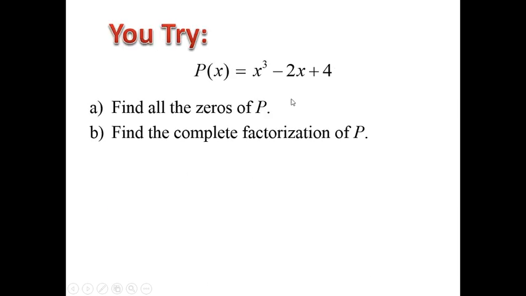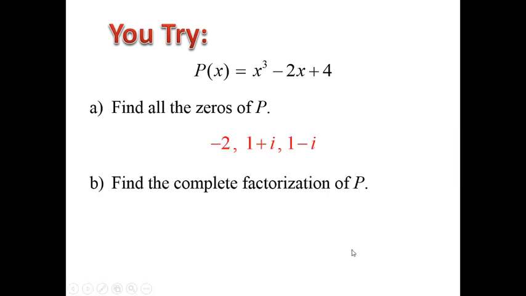And here's another example you want to try. Again, it's non-factorable, so you want to use p over q to find the possible zeros, and then we test them out with synthetic division. Eventually, here's what you come up with: -2, 1 plus i, 1 minus i. Then put this all together, so we get x plus 2, x minus 1 minus i, and then x minus 1 plus i.